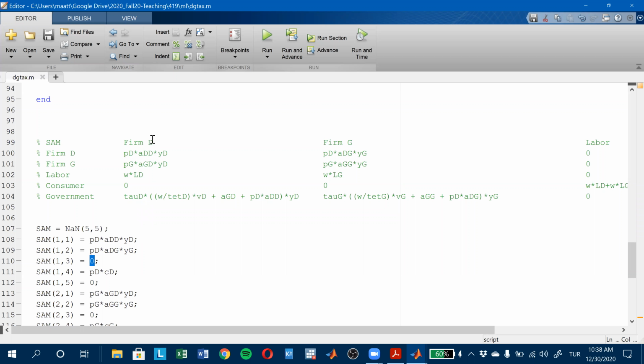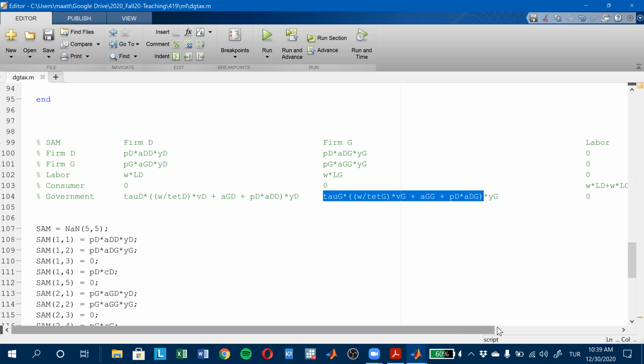For instance, firm D spends that amount for firm G, because this is the intermediate input demand of firm D purchased from firm G. So that becomes firm G's income and firm D's expenditure. Then labor cost is paid by firm D, so this is the expenditure of firm D, and that labor cost is equal to W times LD, etc. That's the tax paid to the government, and that becomes part of government revenue from firm D. That is the government's revenue from firm G, etc.